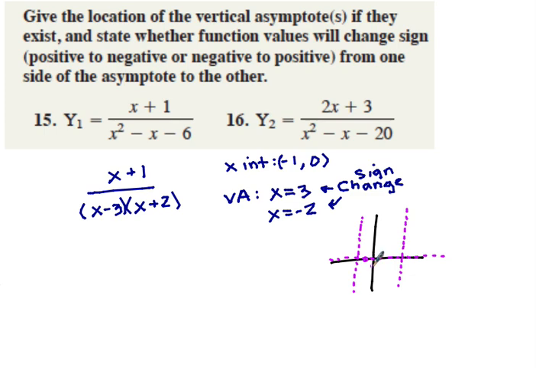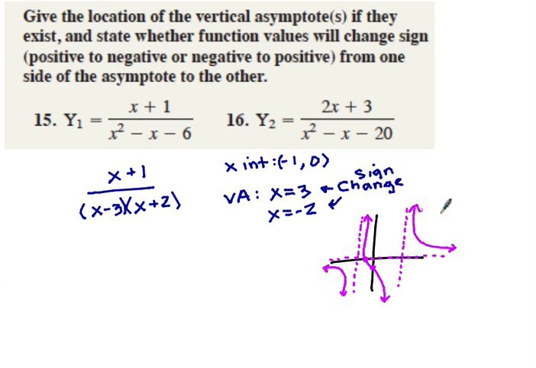And then the y-intercept is at -1/6. So I've got a couple key pieces here. I know that this is going to start that way, and we'll talk about that more in the days to come. This will have a sign change. So it goes from negative to positive, and then it works its way down through here. And then again at 3 has a sign change, so it'll be up top here.